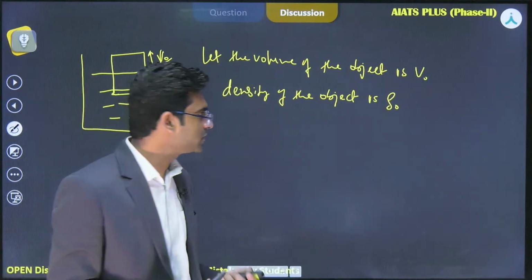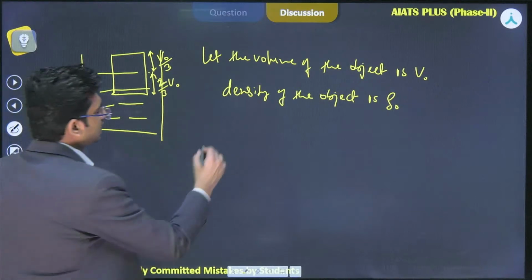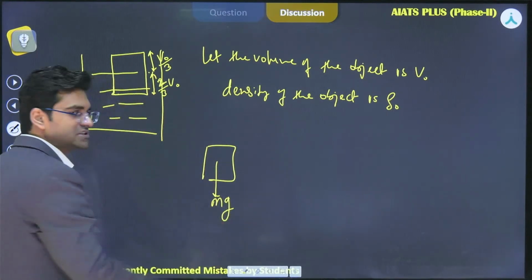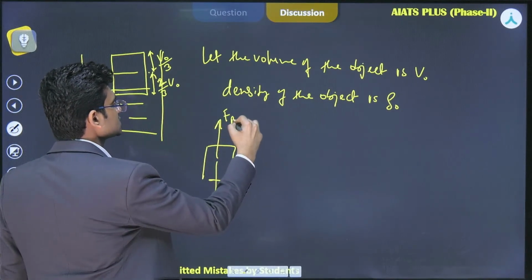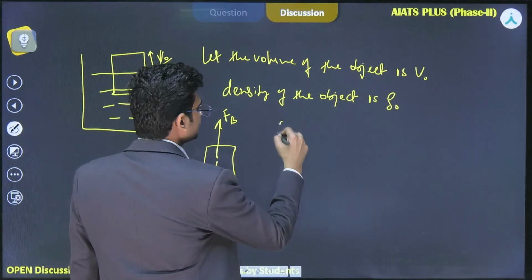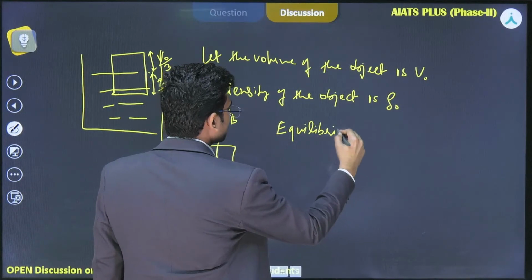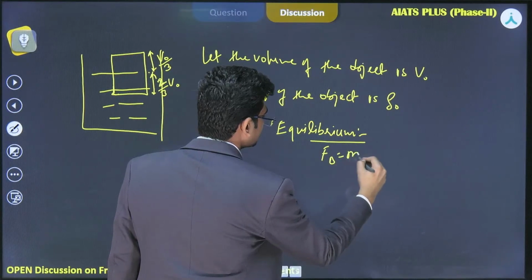So what are the forces which are acting on this object right now? As you can see, obviously mg is acting downwards and the buoyant force Fb is acting upwards. The system is in equilibrium, and since the system is in equilibrium, Fb is equal to mg.